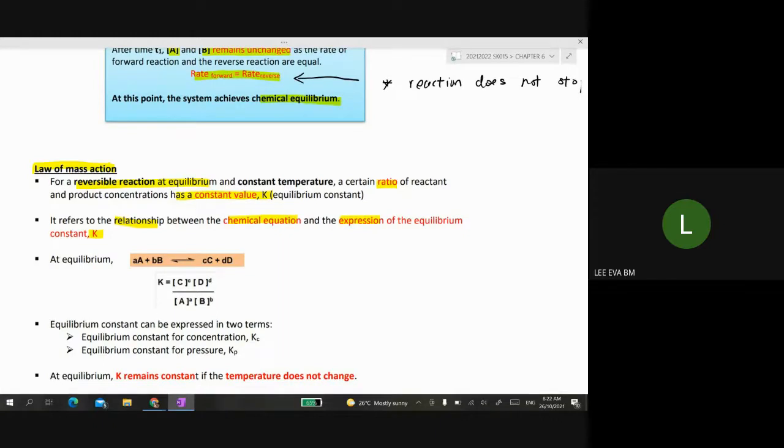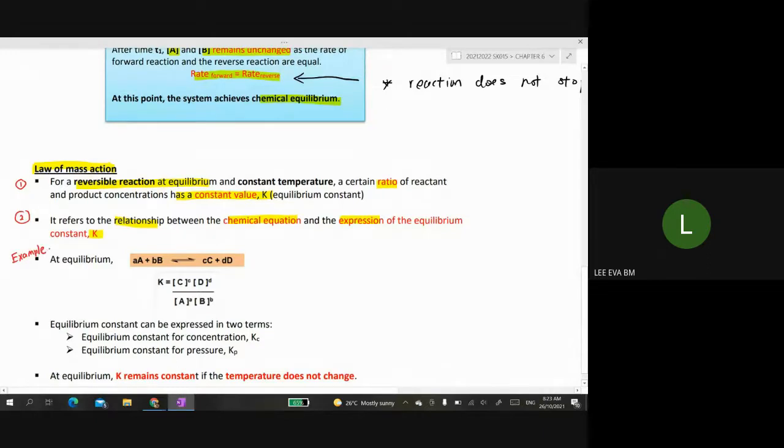Okay, so you can use either of these definitions to describe the law of mass action. Either the ratio has a certain value, or it refers to the relationship between chemical reactions and the K expression. Okay, so we look at these examples over here. This one is kind of a general example, yeah?